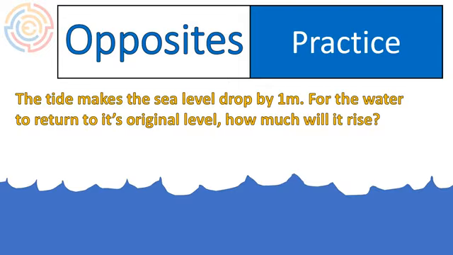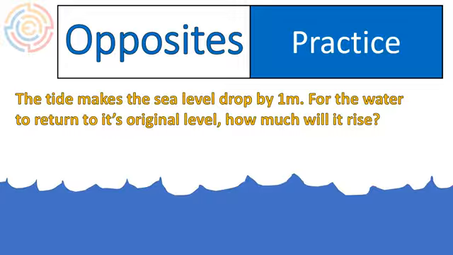The tide makes the sea level drop by 1 meter. For the water to return to its original level, how much will it rise? All right. Pause the video. Try this one out. Write an expression that will show this idea, and then answer the question. My expression, and I'm back, I hope that you tried it out.